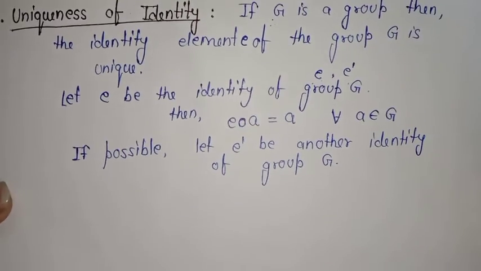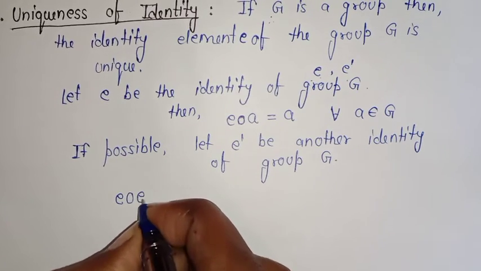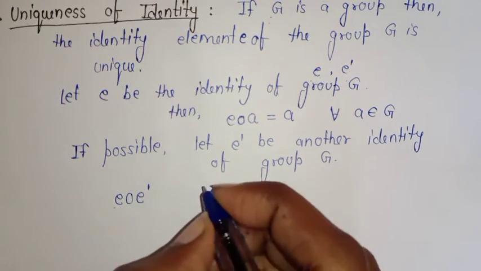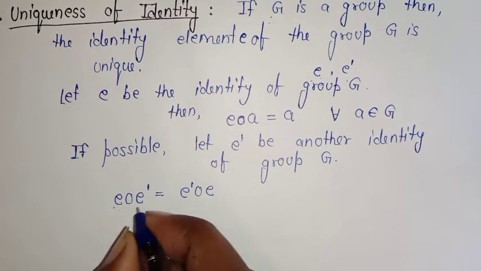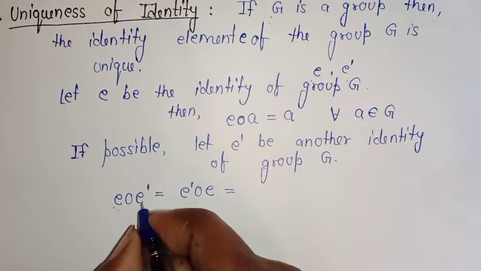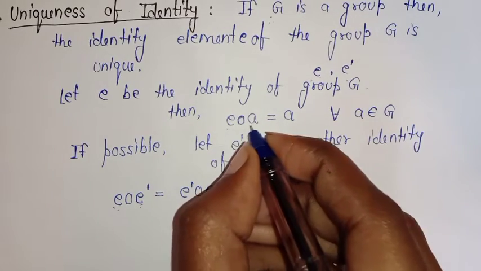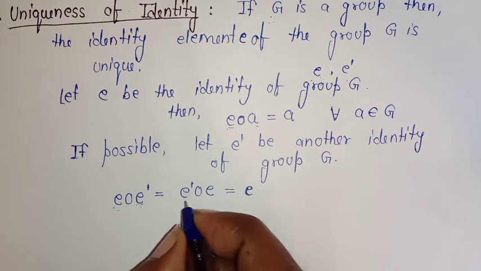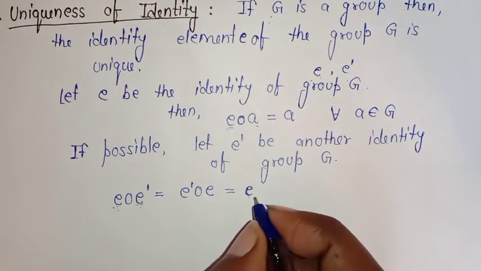If E' is also the identity of group G, then when we apply E with E', suppose E is any element of group G, it gives E' operation E. Since A operation E is equal to E operation A, and E' is the identity, we will get E. Since when E is applied with A and E was the identity, we were getting A, here E' is working as an identity, so we will get A. We will get E at the place of A.